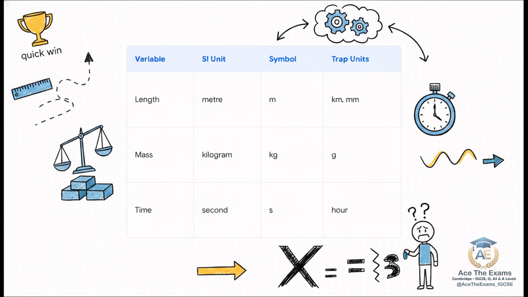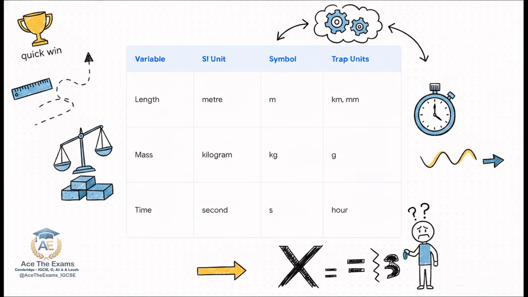For length, your base is the meter. For mass, the kilogram. For time, it's the second. Now, the examiner's absolute favorite trick is feeding you data in that common traps column on the right. They'll give you distance in millimeters, mass in grams, or time in hours. And if you plug those trap units into your standard equations, your final answer is going to be completely wrong, even if your math itself is totally flawless.